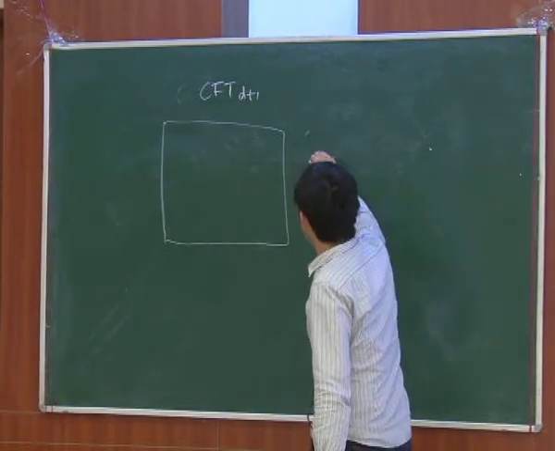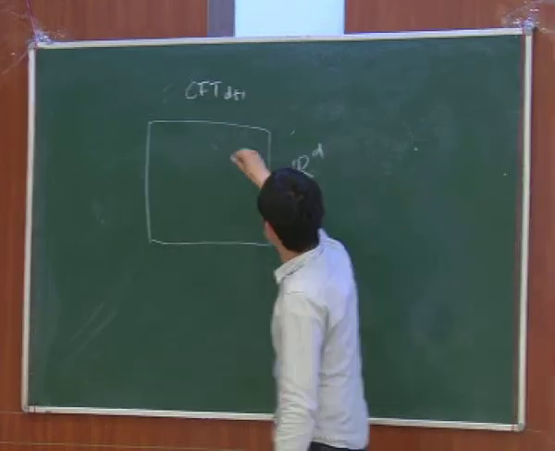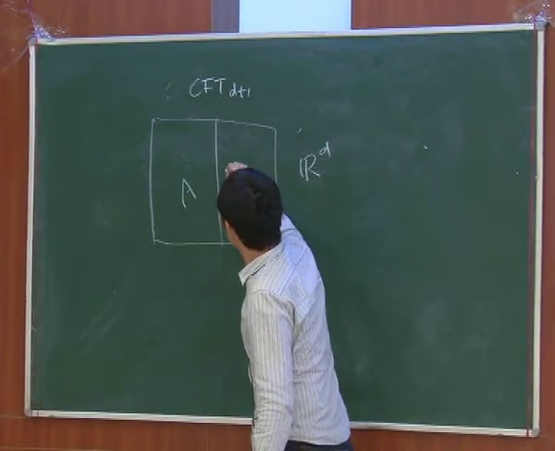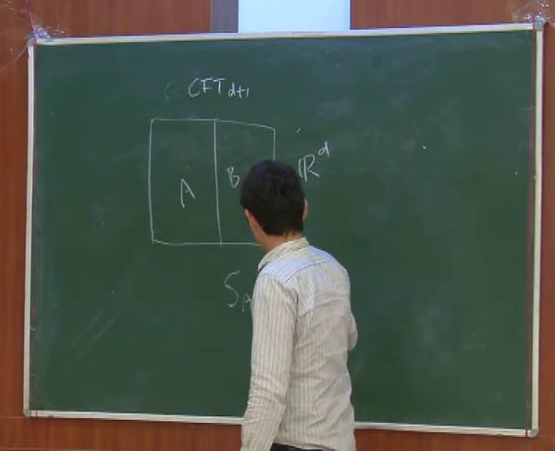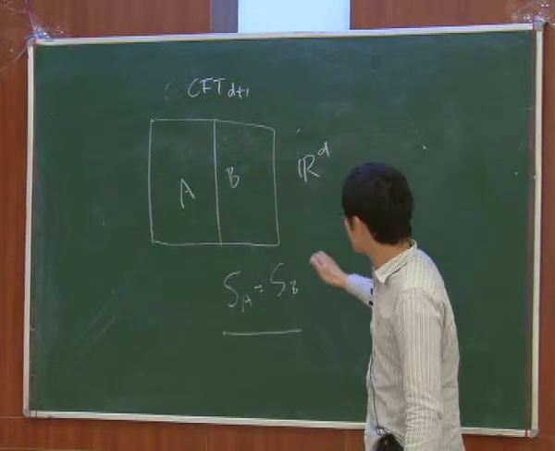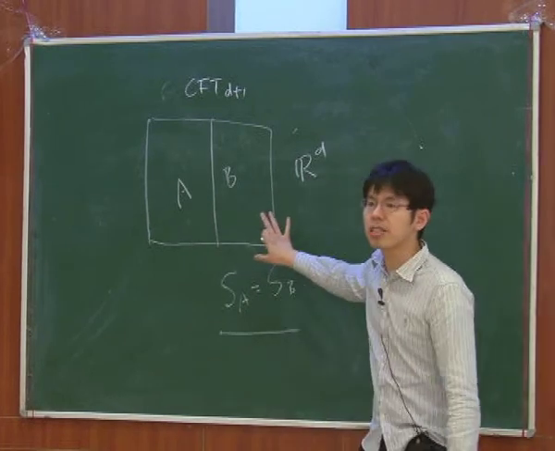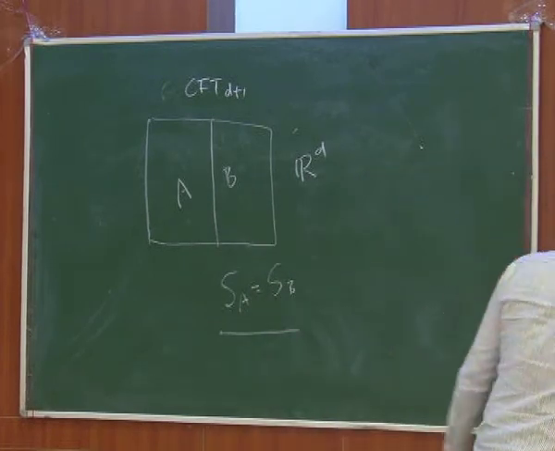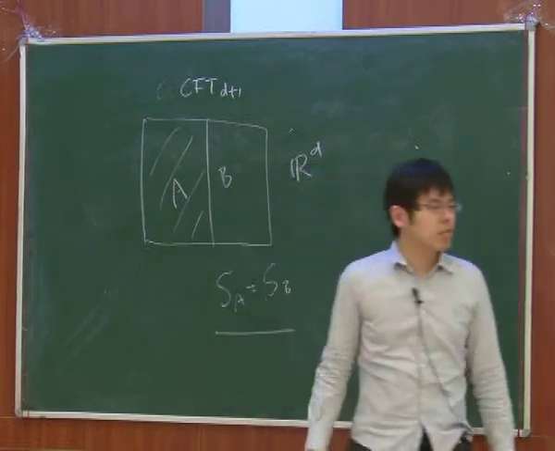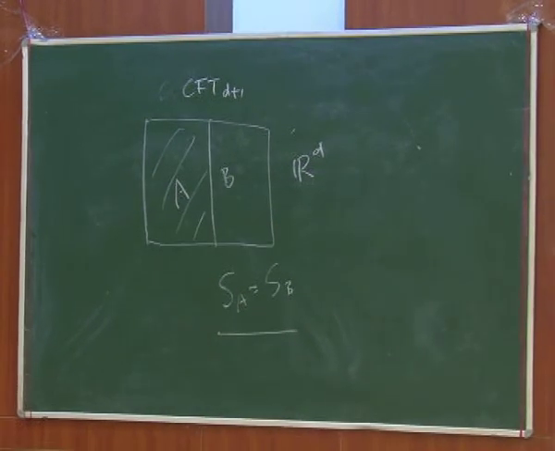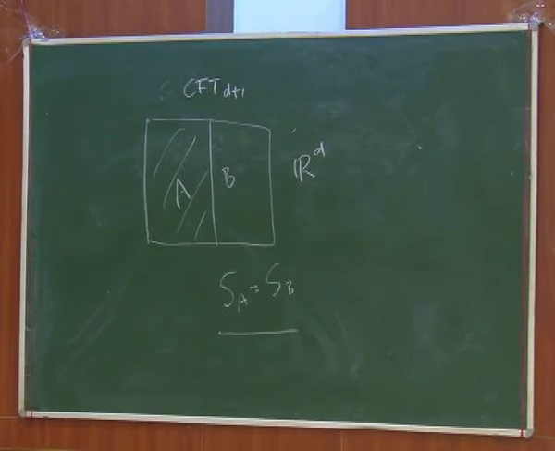So this space is R^D in that sense, and we just cut it into half, A and B. We are talking about the pure state, just one single state, so S_A equals S_B is always true. So the maximum size is actually half of the total space. We would like to focus on this particular case and compute this entanglement entropy for excited states. This is the main topic I'm going to talk about here.